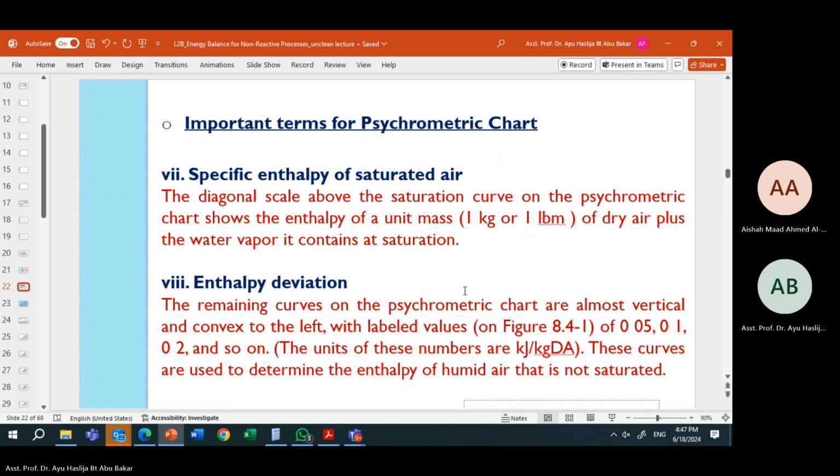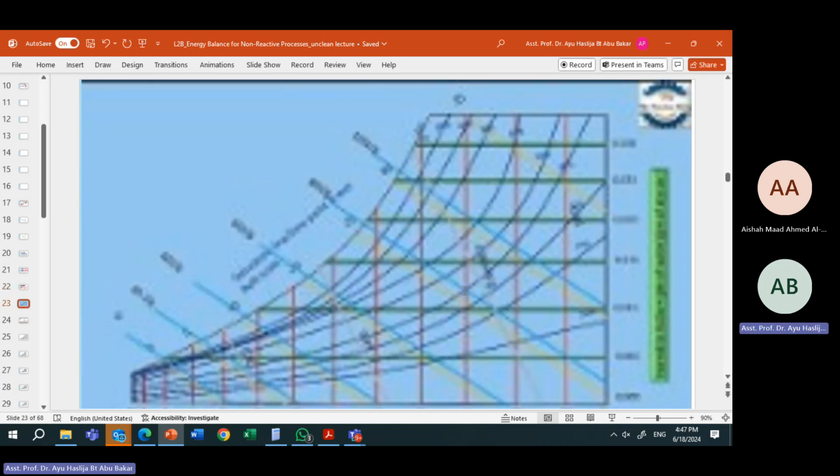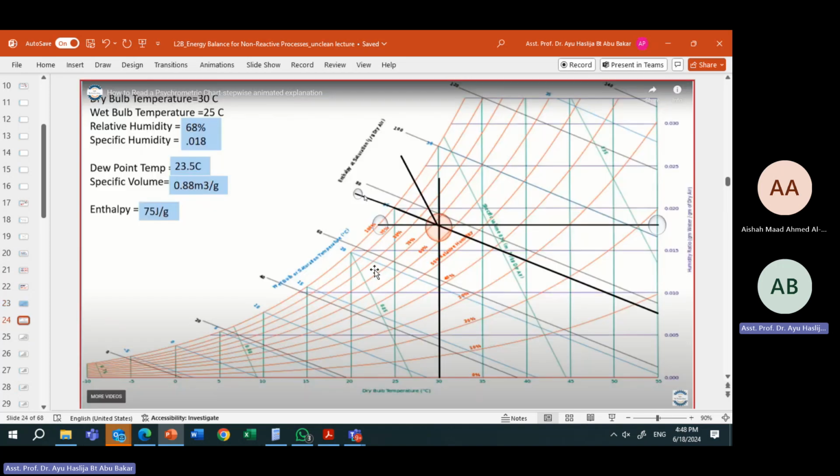Okay. Now, actually, I have one video. This one, later on, I'll share the link. You will be clearer on how to read the psychrometric chart. Okay. Please watch this video in order for us to proceed to this example next class.